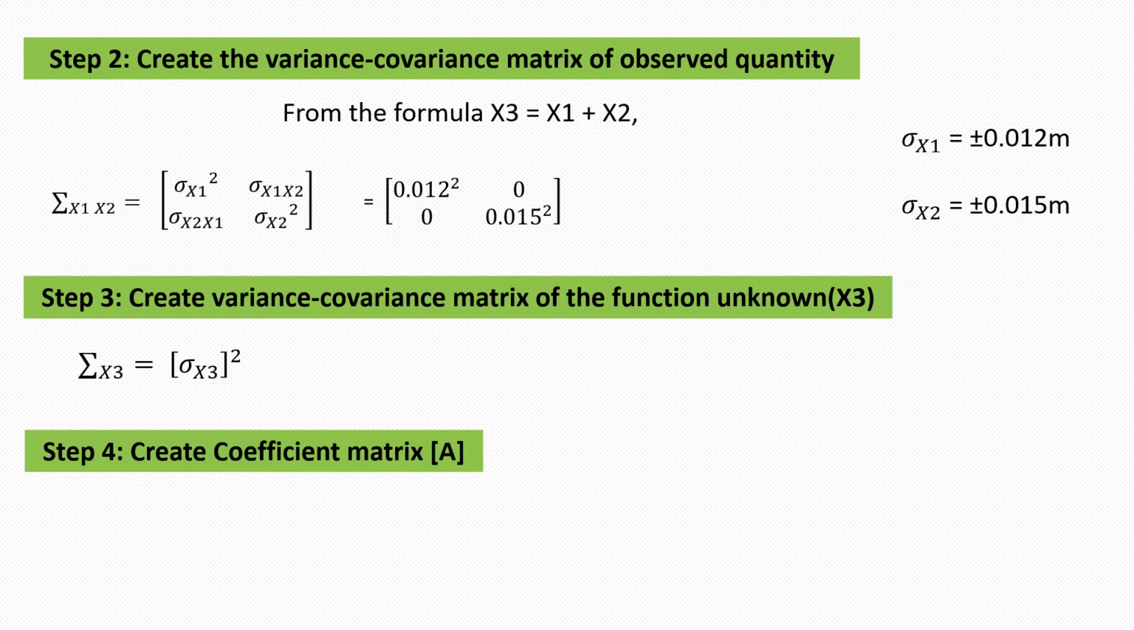Move on to step 4. Create the coefficient matrix A. This matrix is created based on the differentiation of the function created earlier, which is x3 equals x1 plus x2, with respect to x1 and x2. The dimension of the matrix here is 1 by 2 because there is only one function and two observed quantity. For example, if there are two functions and three observed quantity, then the matrix dimension will become 2 by 3.